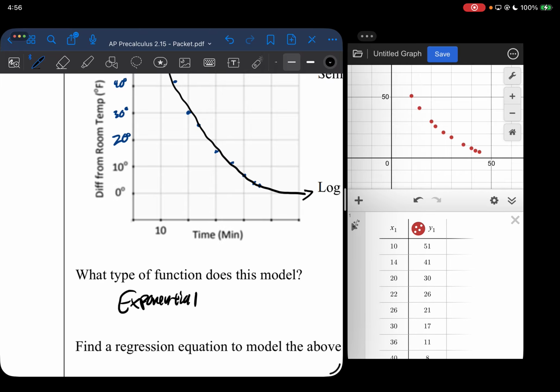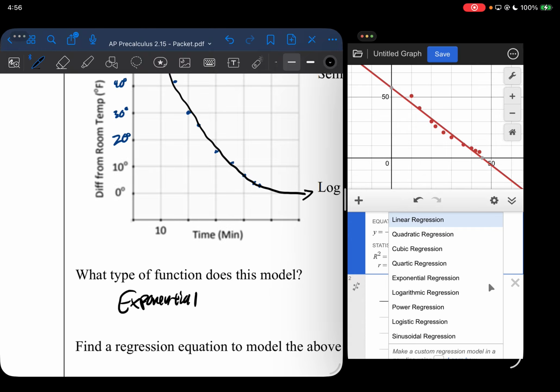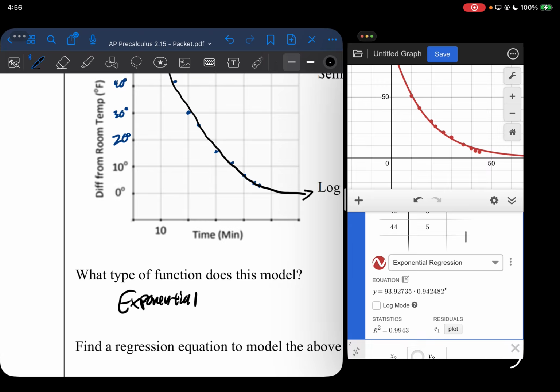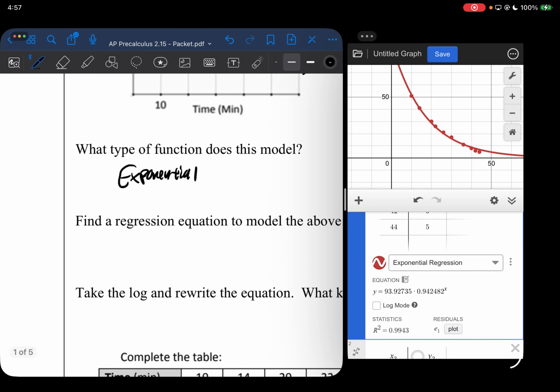Now I want this to show an exponential regression. Right now it's linear and it doesn't quite fit the points, but if I make it exponential, you see my r squared is almost perfectly 1, meaning it's almost a perfect fit for an exponential model. So that regression equation is y equals 93.92735 times 0.942482 raised to the x power.